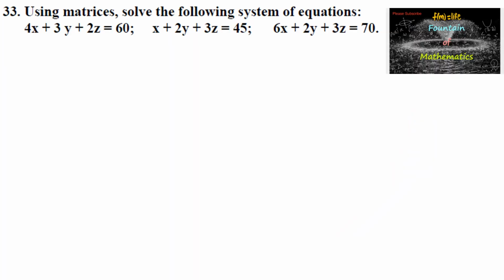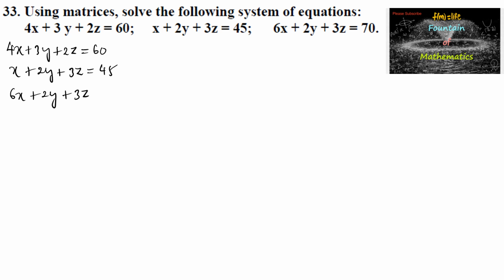Using matrices, solve the following system of equations. 4x plus 3y plus 2z is equal to 60. x plus 2y plus 3z is equal to 45. 6x plus 2y plus 3z is equal to 70.